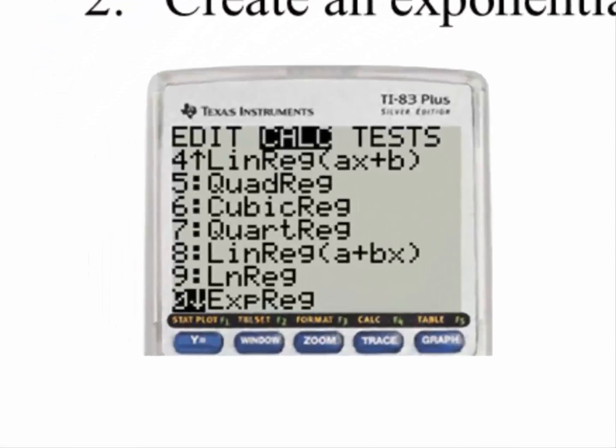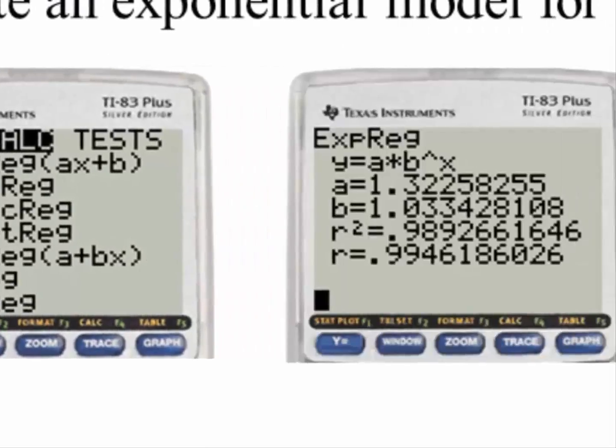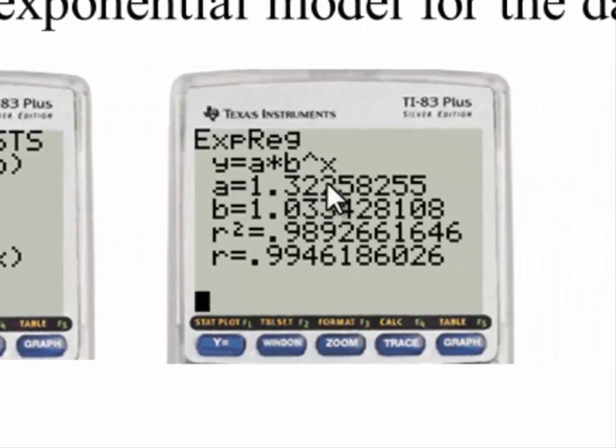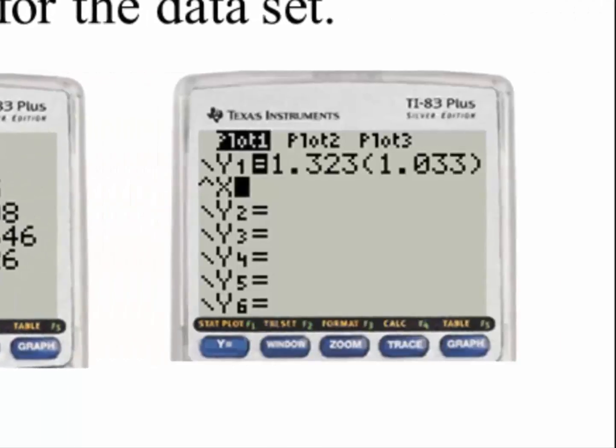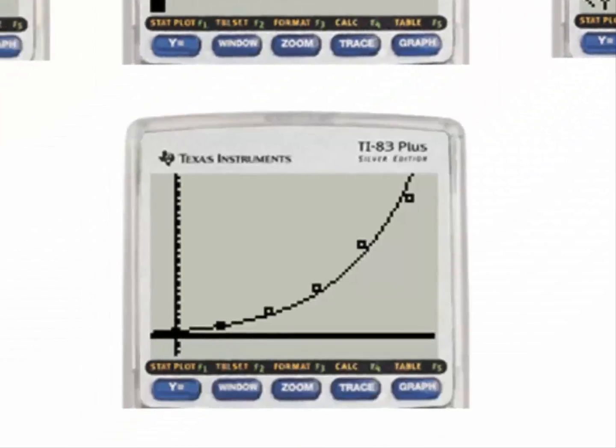So we go to calculate, 0 for exponential regression. Here we have the initial value a and the base b, and r squared is 0.989. So according to r squared, this model is doing better than the linear. Rounding to 3 decimal places and typing in the values of a, b, and y1, we see that the exponential model is doing a better job than the linear.